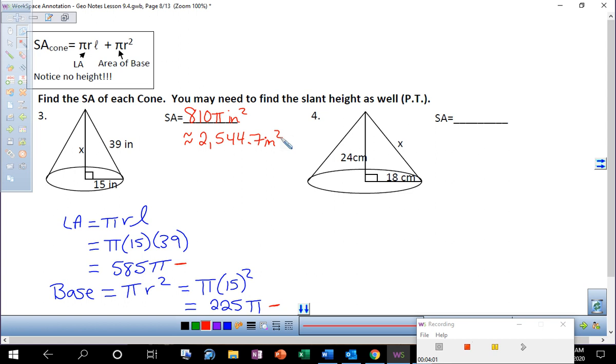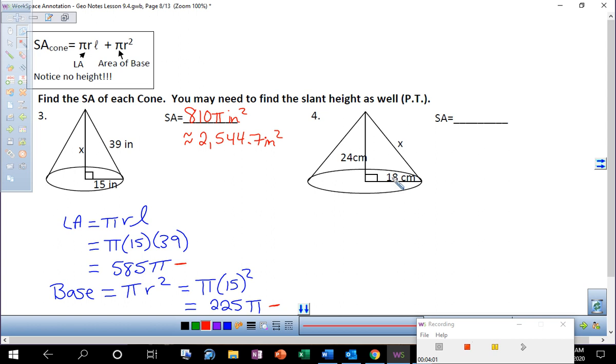Number 4, you do notice that they give us the height, but we are missing the slant height. So we're missing the piece that we need for our formulas. So one extra step of running your Pythagorean theorem. We've got 18 and 24, and we need to figure out x. Now, to save us just a little bit of time, I recognize that 3 times 6 gives me 18, and 4 times 6 gives me 24.